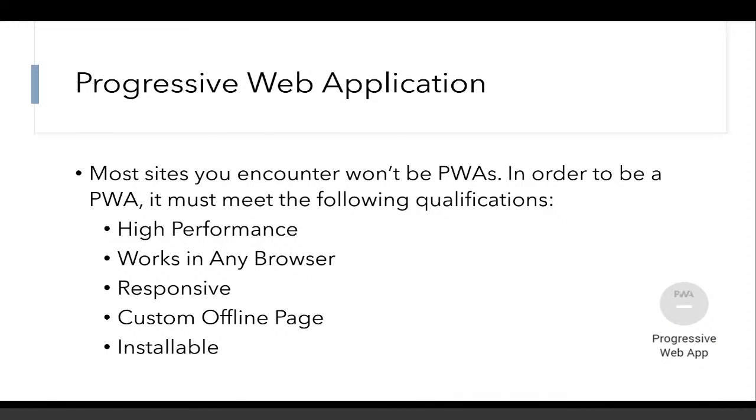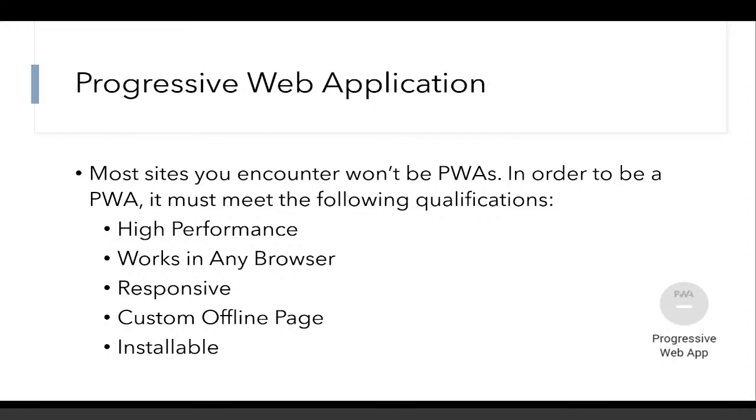And then finally, progressive web app. What are progressive web applications? What is a progressive web application? Well, in order for something to be a progressive web application, it needs to have 5 things of its own. And most of the sites that you encounter won't be progressive web applications just because one of these qualifications isn't met.